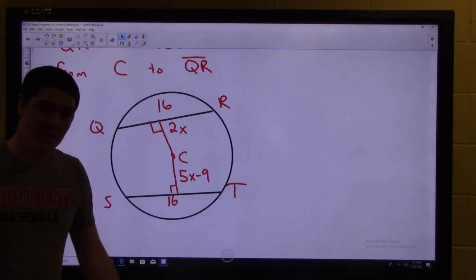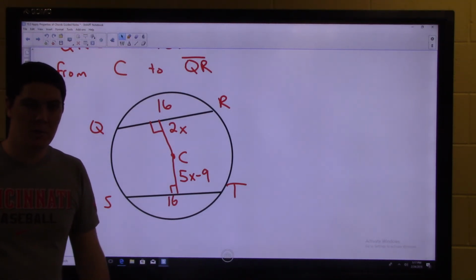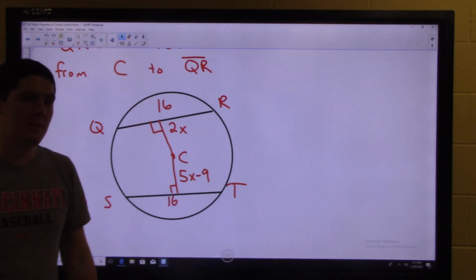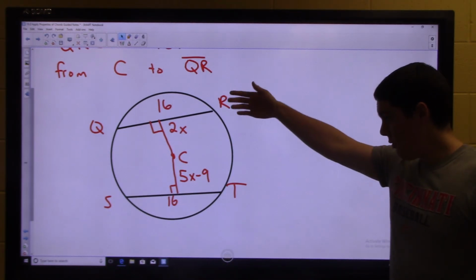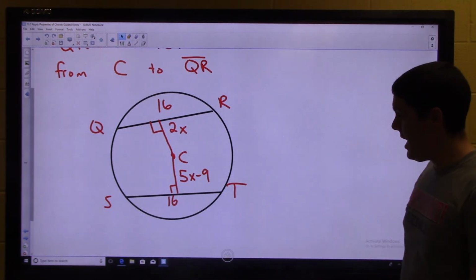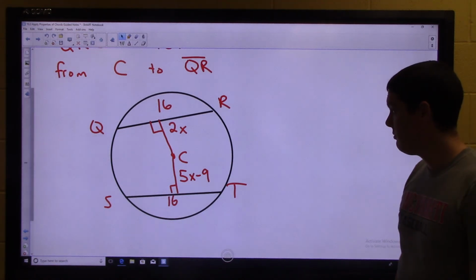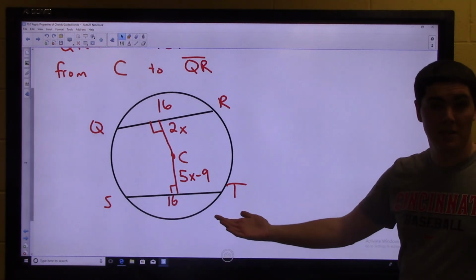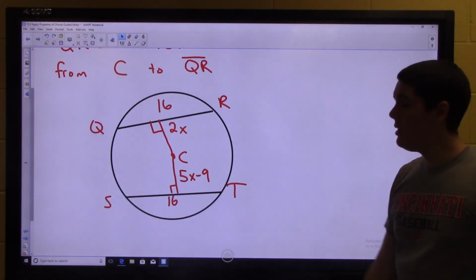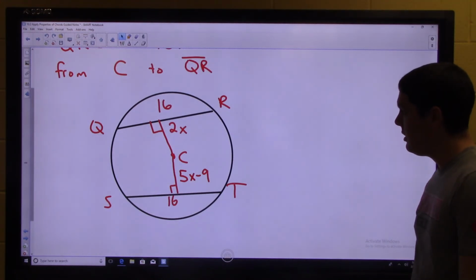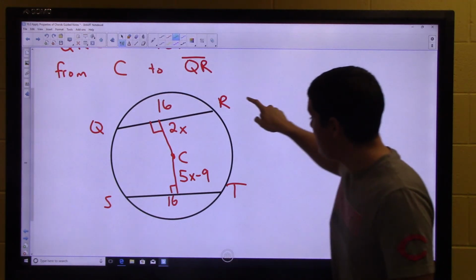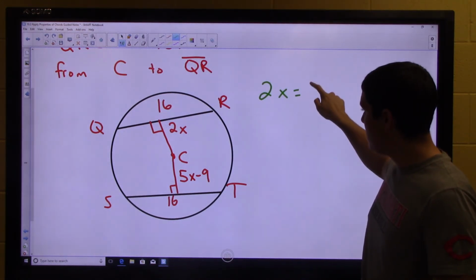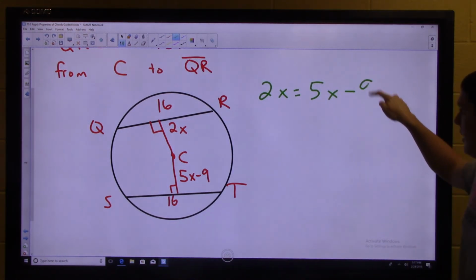So what does equidistant mean? Well, hopefully everybody knows what that means. Equal distance. So their distance is equal. So the equation I need to set up to solve for x is, and I do need to set up an equation. I need to figure out what x is before I can figure out any lengths. So the equation I'm going to set up is 2x is equal to 5x minus 9.